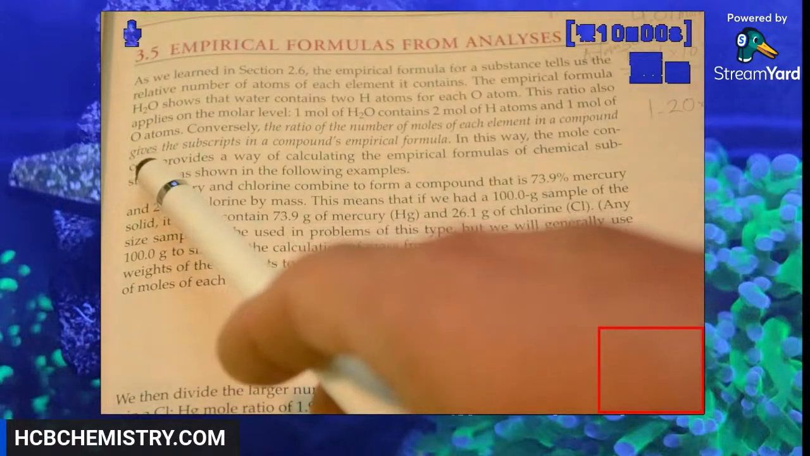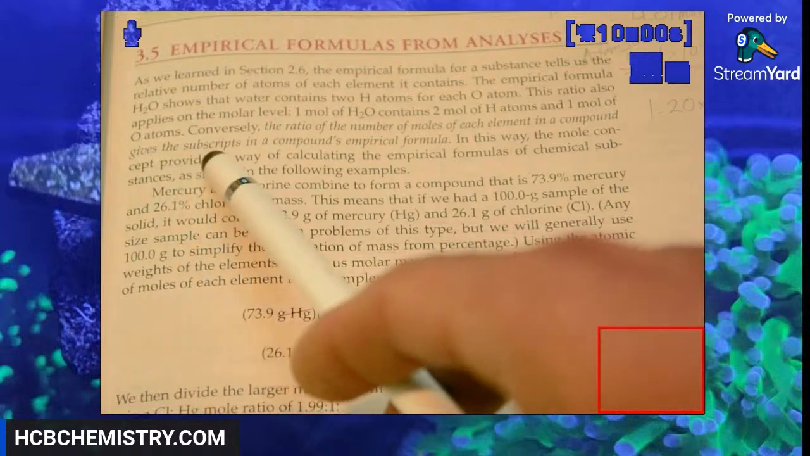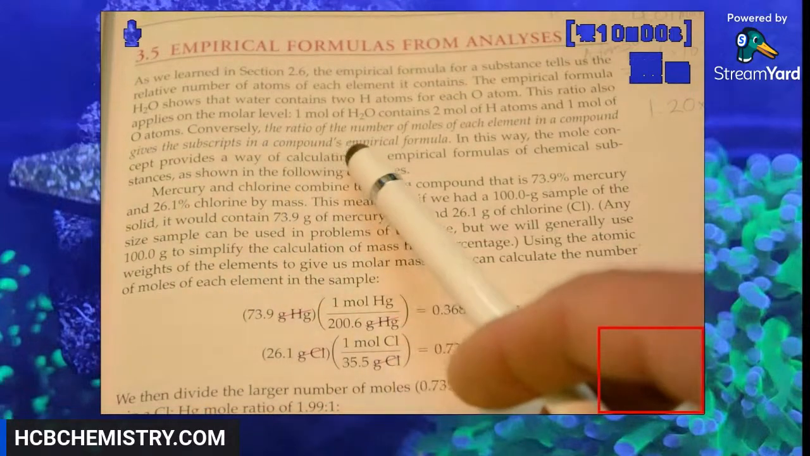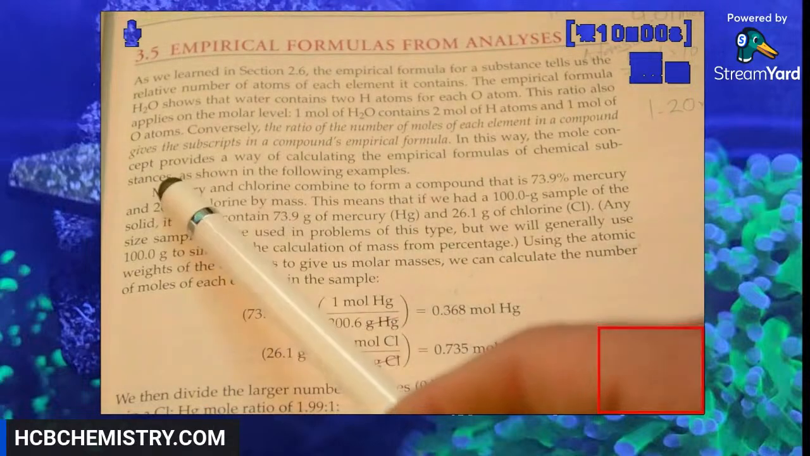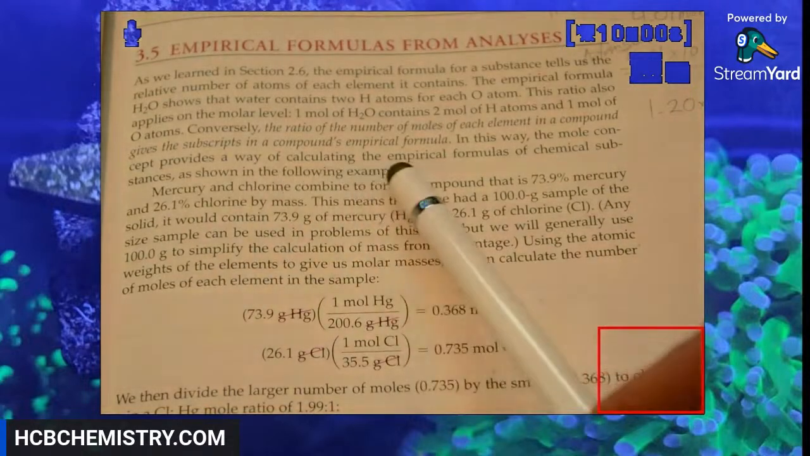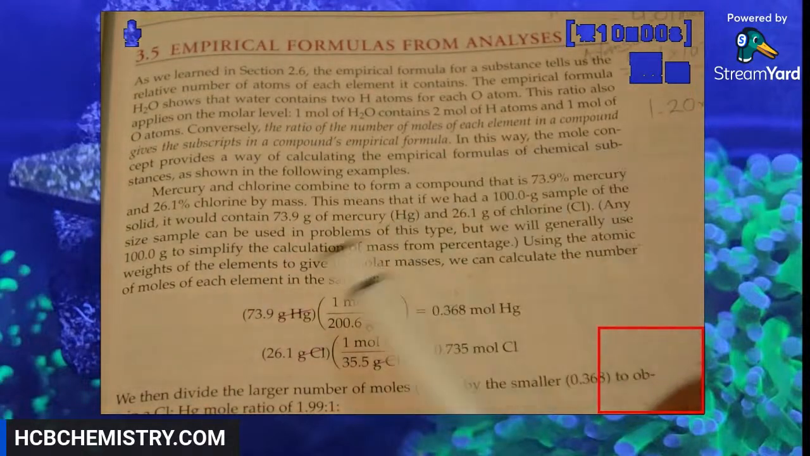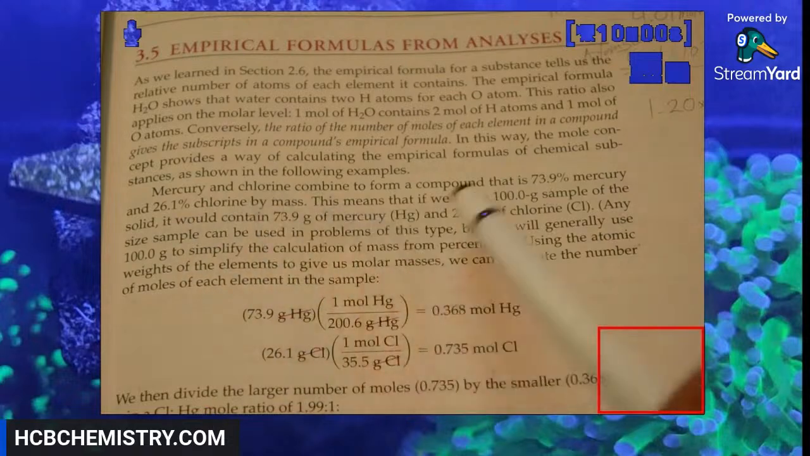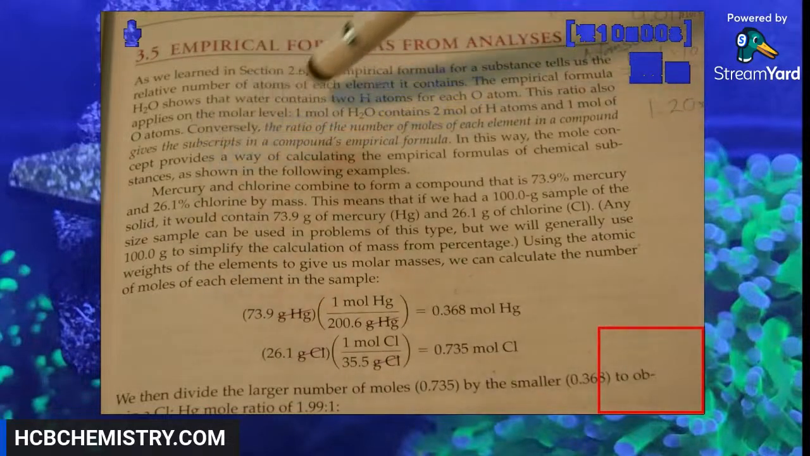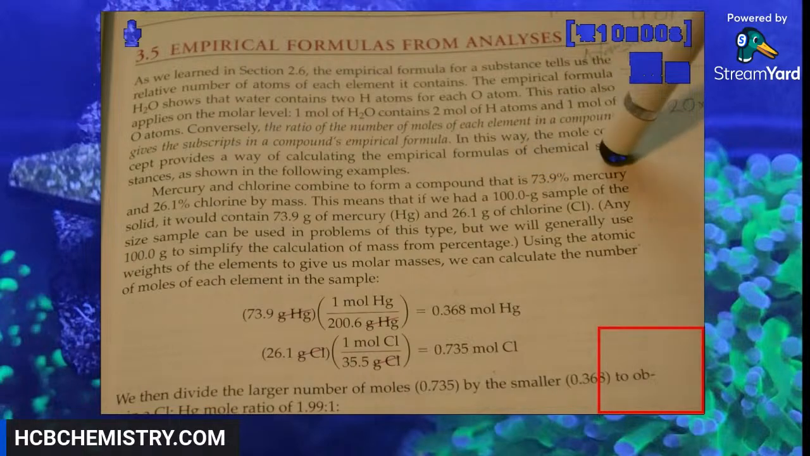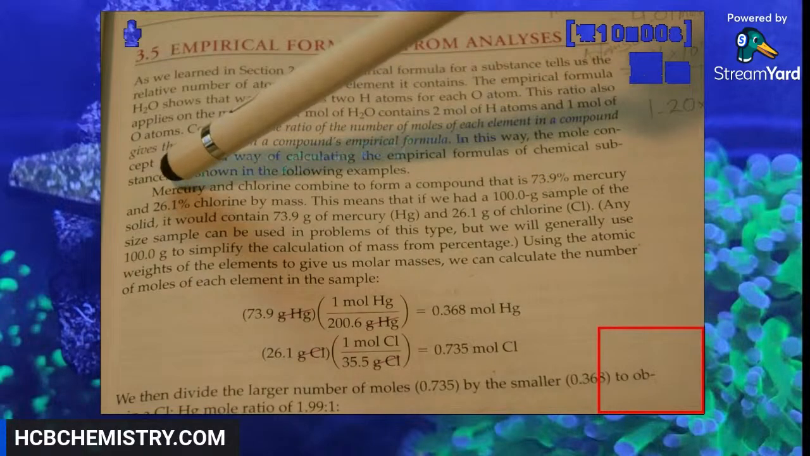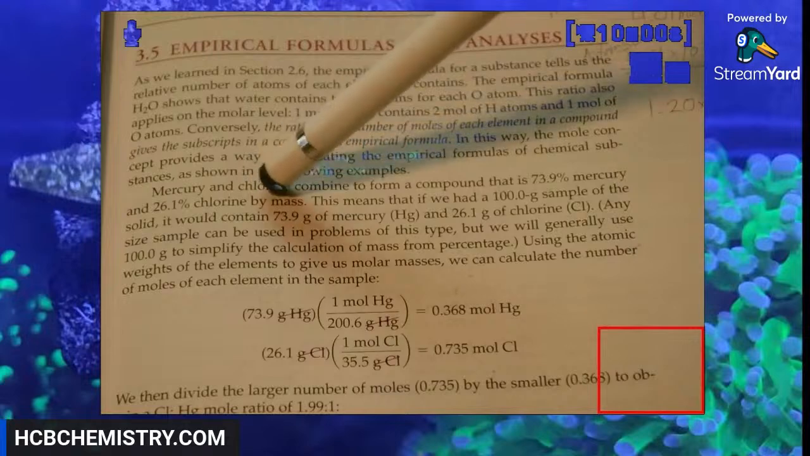The ratio of moles of each element in a compound gives the subscripts in a compound's empirical formula. In this way, the mole concept provides a way of calculating the empirical formulas of chemical substances, as shown in the following examples. Mercury and chlorine combine to form a compound that is 73.9% mercury and 26.1% chlorine by mass.